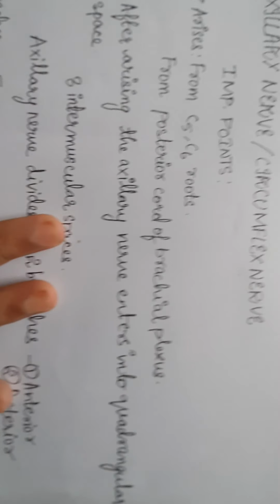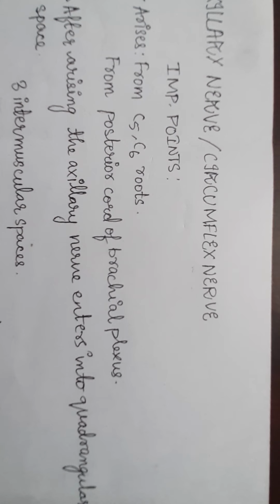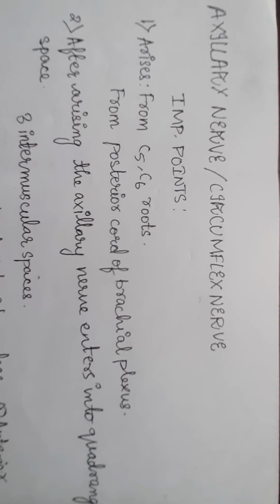And one important point: why is it known as the circumflex nerve? Because it surrounds the surgical neck of the humerus. The axillary nerve surrounds the surgical neck of the humerus, whereas the shaft of the humerus is surrounded by the radial nerve. So this is all about the axillary nerve. In my next video I will be discussing the diagram of the axillary nerve, and I will be coming with clinical questions on the axillary nerve.